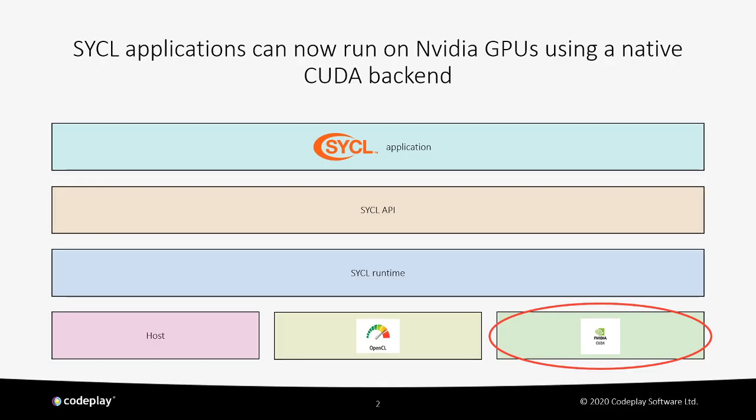So SYCL applications can now run on NVIDIA GPUs with a native CUDA backend using DPC++. That's Data Parallel C++, the open source SYCL implementation led by Intel. This means that any SYCL application can now run on NVIDIA GPUs as well as the range of existing devices which could already support SYCL. This is because the CUDA backend is plugged into an existing SYCL runtime, so it uses the same standard SYCL API.